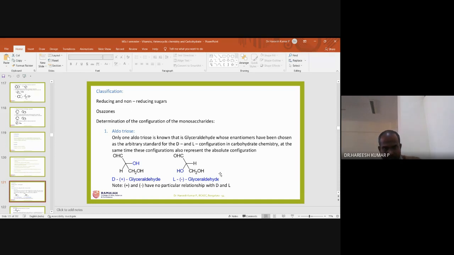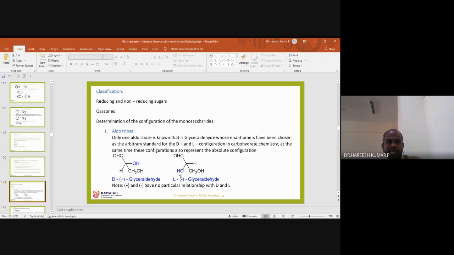So you need to remember that aldose means it's a glyceraldehyde. More particularly, D-plus-glyceraldehyde and L-minus-glyceraldehyde. D and L is a theoretical phenomenon which is assigned based on the highest priority group. If the highest priority group is on the right hand side, then it's called D. If the highest priority group is on the left hand side, then it's called L.